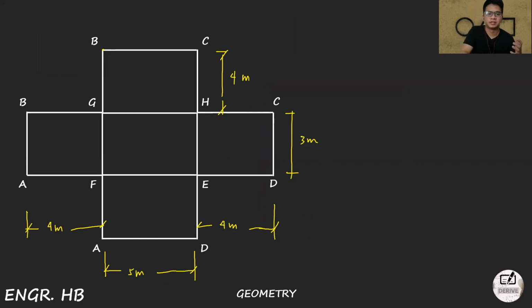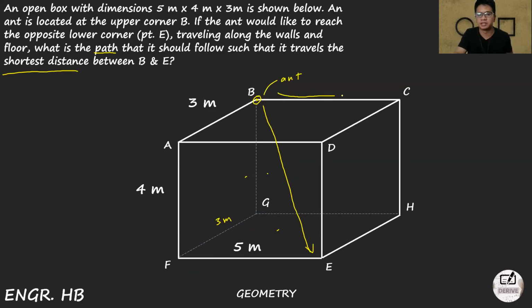No? So the ant is at point B. Kunyari nandyan si ant. At gusto niya mag-travel to point E. Okay. So ang una nating pwedeng gawing journey ni ant is from point B to point C, and then point C diretso hanggang point E, no? Pwede niyang lakbayin yan kagaya ng nasa drawing. So pwede siyang gumanyan, gumanyan, at gumanyan. So ibig sabihin, this is a 5. And from C to H, that was a 4 meter distance. And from point H to point E, so that was 3 meters.